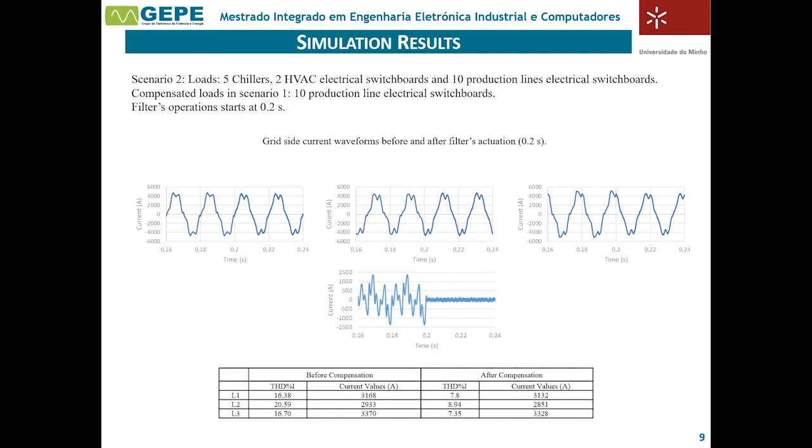In the second scenario, the inverse is done. That is, the 5 chillers and the 2 AVAC electrical switchboards are now on the grid side, and the remaining 10 electrical switchboards are on the load side. Thus, the 10 switchboards are being compensated by the developed filter, while the 5 chillers and the AVAC switchboards are not being compensated. As we can see, similar results were obtained, where the current distortion dropped to half its value and the neutral current was reduced from 640 amps to 37.2 amps.